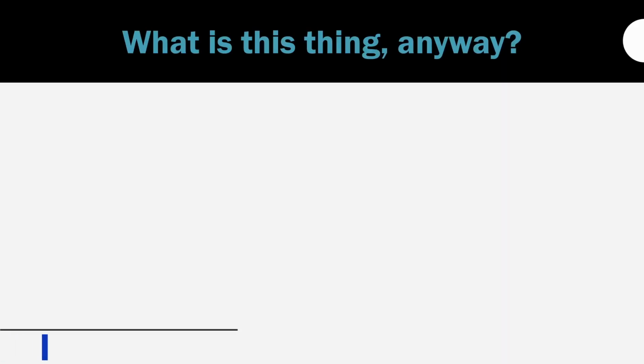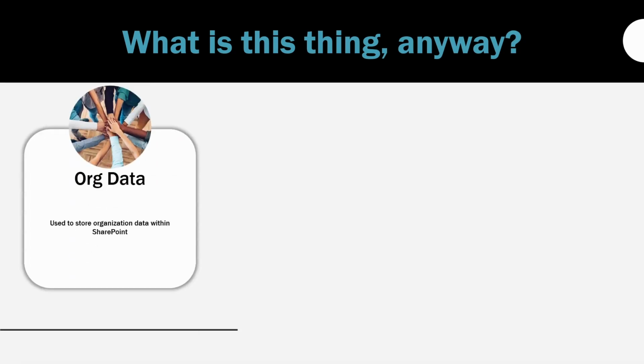So what is this thing anyway? What is this term store? Well, it's something that's been in SharePoint as long as I can remember anyway. It's also a part of Microsoft 365 and SharePoint Online. What it's really designed to do is capture your organizational data, the data that's used to describe various things across your organization, like department listings, official type lists that can be used across your SharePoint environment. And I'll go into some specific use cases for that next.